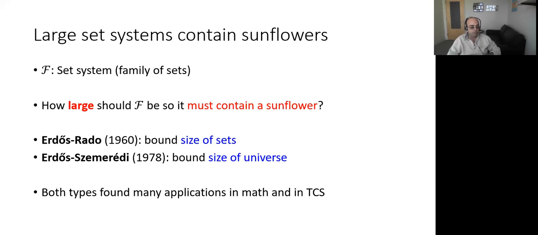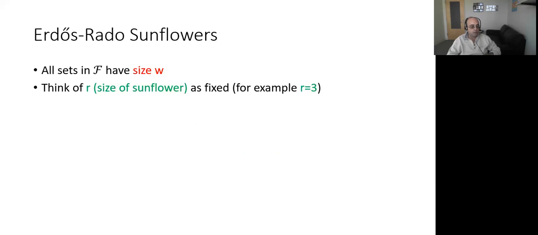So let me speak a bit about each one of them. Here's the Erdős and Rado setup. Here we'll be assuming that we have a set system where all the sets have exactly the same size W. W is going to be the width of a set, the number of elements in the set. You can also think about all sets having size at most W, it's going to be the same thing. But for simplicity, let's just think about all the sets having size exactly W. And think of R, the size of the sunflower that we are trying to find, to be fixed.